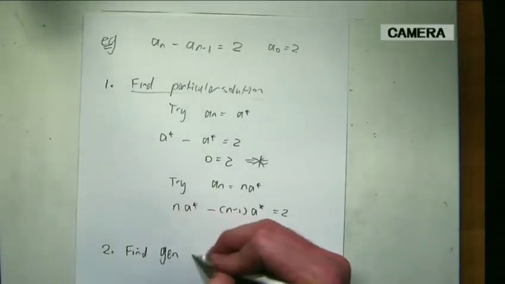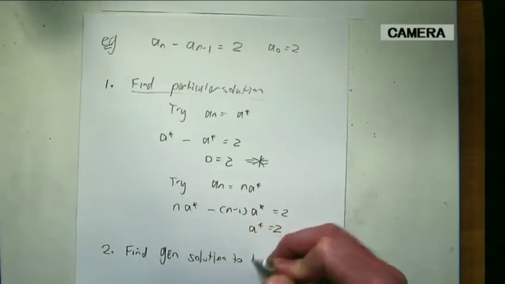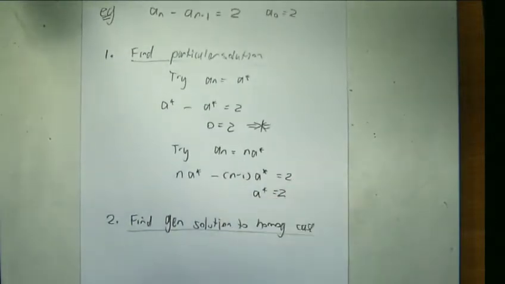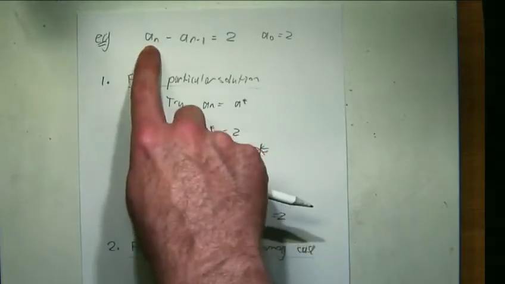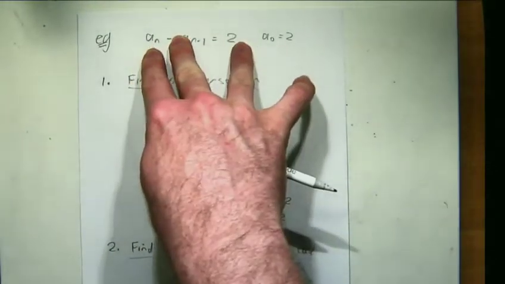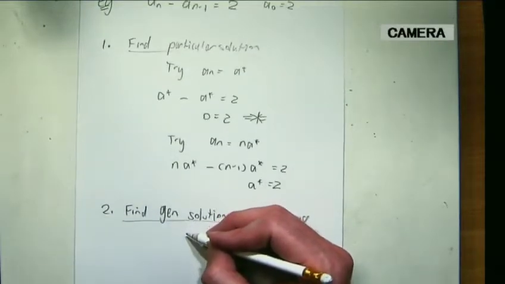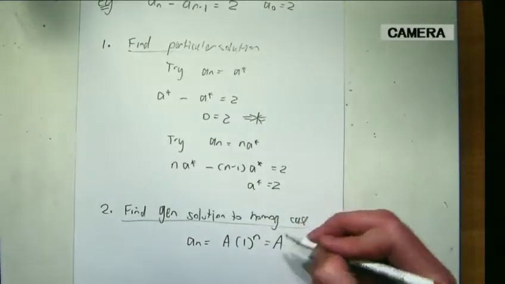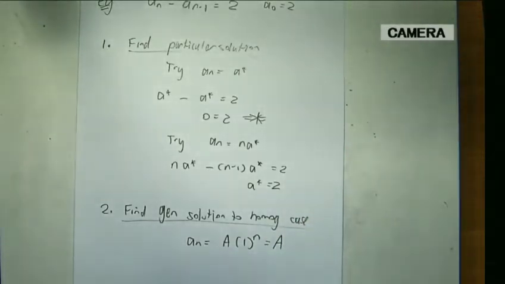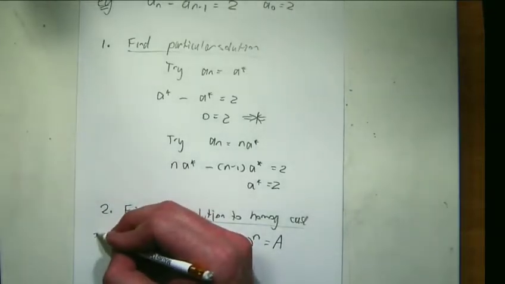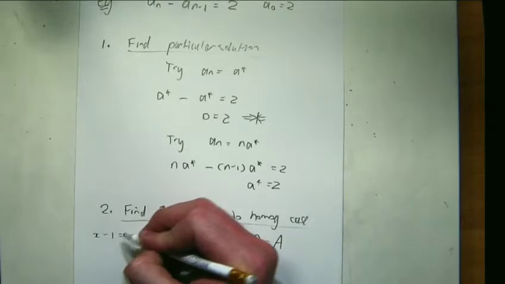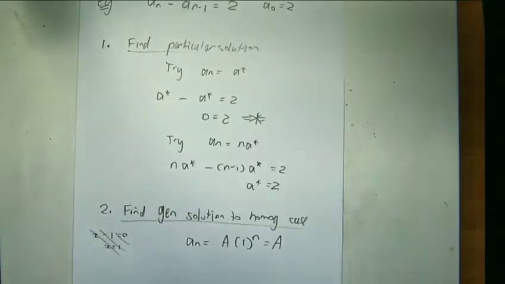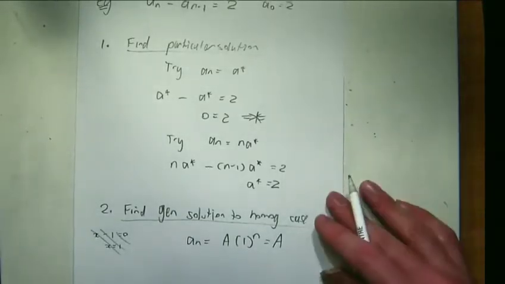Step 2: find the general solution to the homogeneous case. And so we'll think about our characteristic equation. It will be x minus 1 equals 0. So we'll get x equals 1. And so my a_n will be a times 1 to the n, which is just a. See, I didn't write that bit down. I'd probably write, x minus 1 equals 0, x equals 1. Okay, cool. That's my bit on the side of the piece of paper that I wrote to try and figure out what was going on. And that's just a, because 1 to the n is just 1.